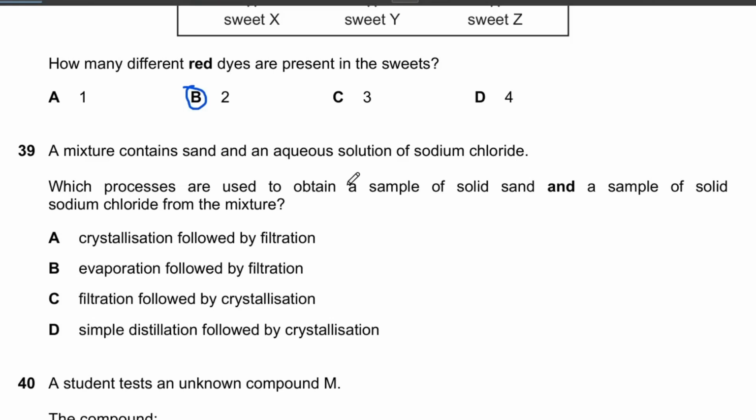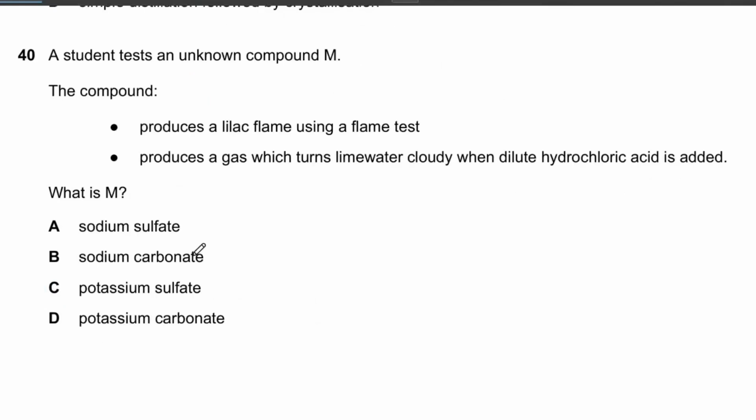So the first thing to do is to filter so that you remove the sand and then you'll be left with your sodium chloride solution. So the answer should be C, the one that starts with filtration. After filtration, what you do is crystallization. You heat it, the water will evaporate, and then your salt will crystallize, and you have your solid sodium chloride.